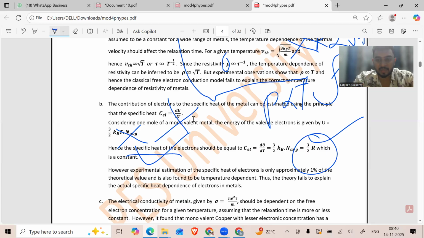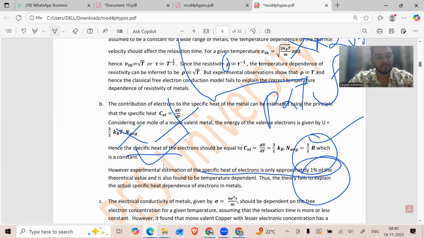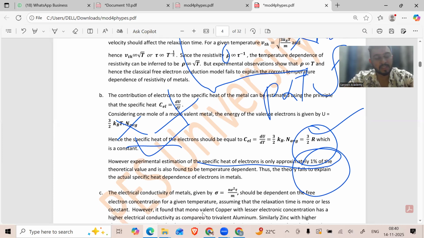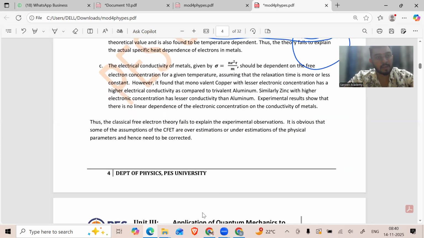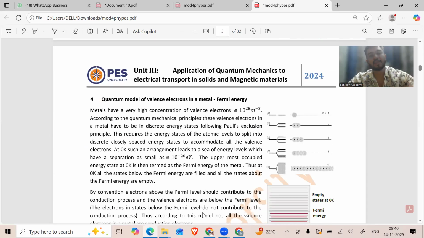But actually, the specific heat of the electron is only what? 1% of that value. It is not a constant, it is very, very tiny. So this is also a big cause for the failure of classical free electron theory. So hence this is the rejected model. Classical free electron theory is a rejected model. Then comes what? Our quantum model.